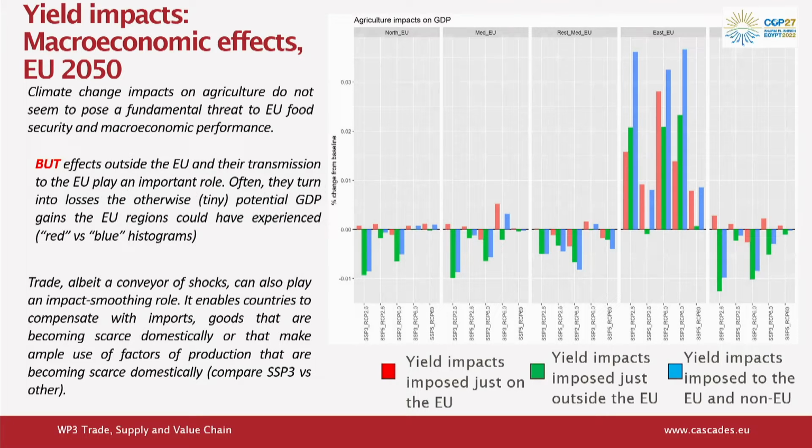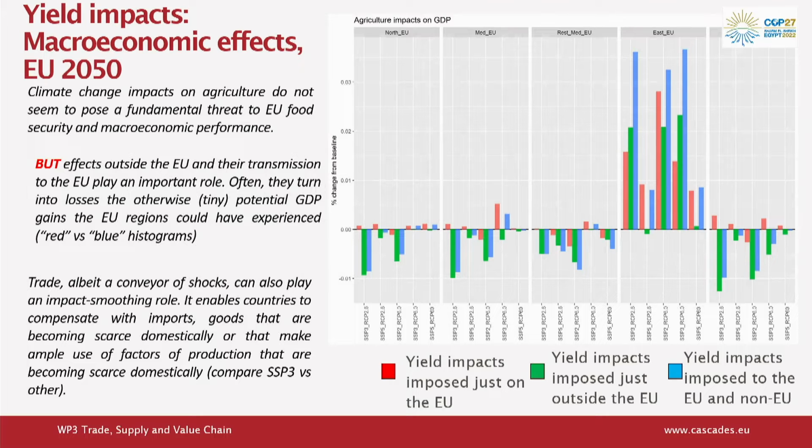And you see here the different regions in the EU, and the losses, when there are losses, are very tiny in terms of GDP. However, it is also interesting, and this is the second important message, that if you compare the red histogram with the green or the blue histogram, the difference is that in the red, we impose just the impacts that the EU agricultural system would experience, so alone in isolation, and you see that the red is always positive.